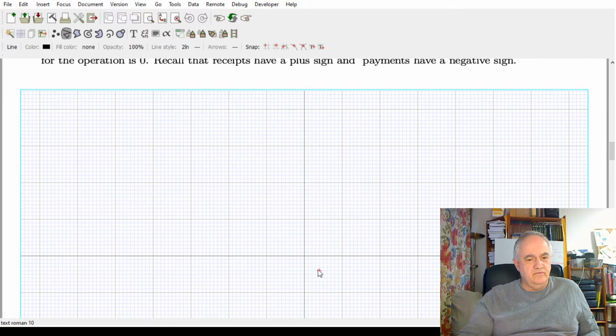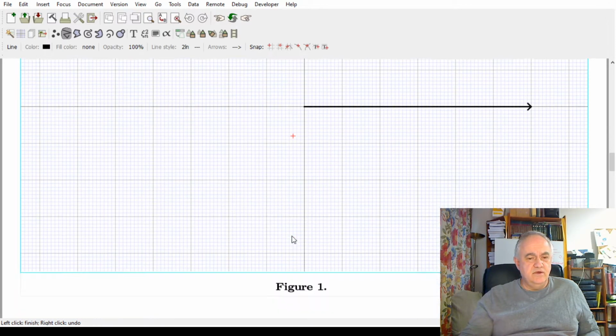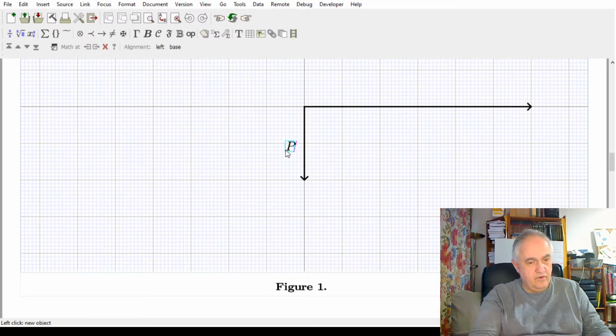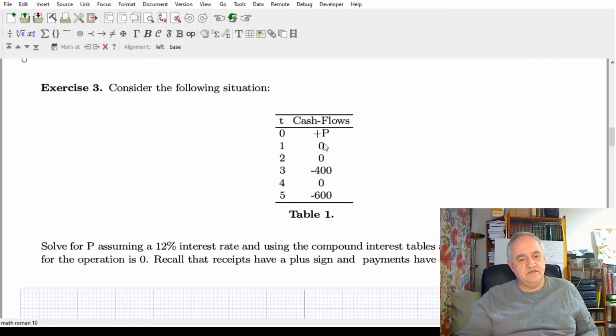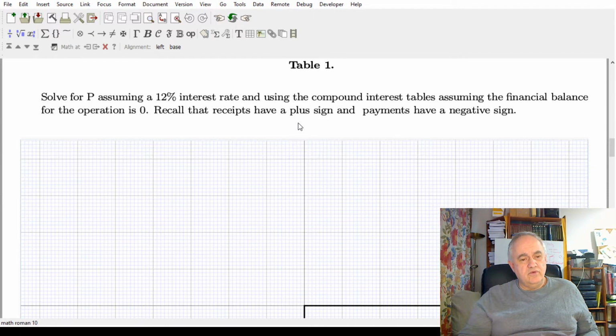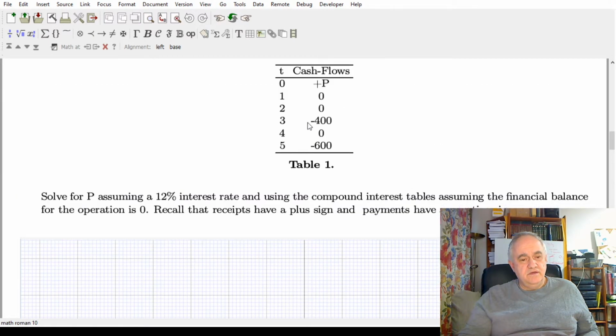Introduce the arrow. Okay, this is the temporal axis. We start with an unknown payment, let's say a deposit of P. We still don't know what P is, how much it is, and we know that we have to wait 3 periods and pay.